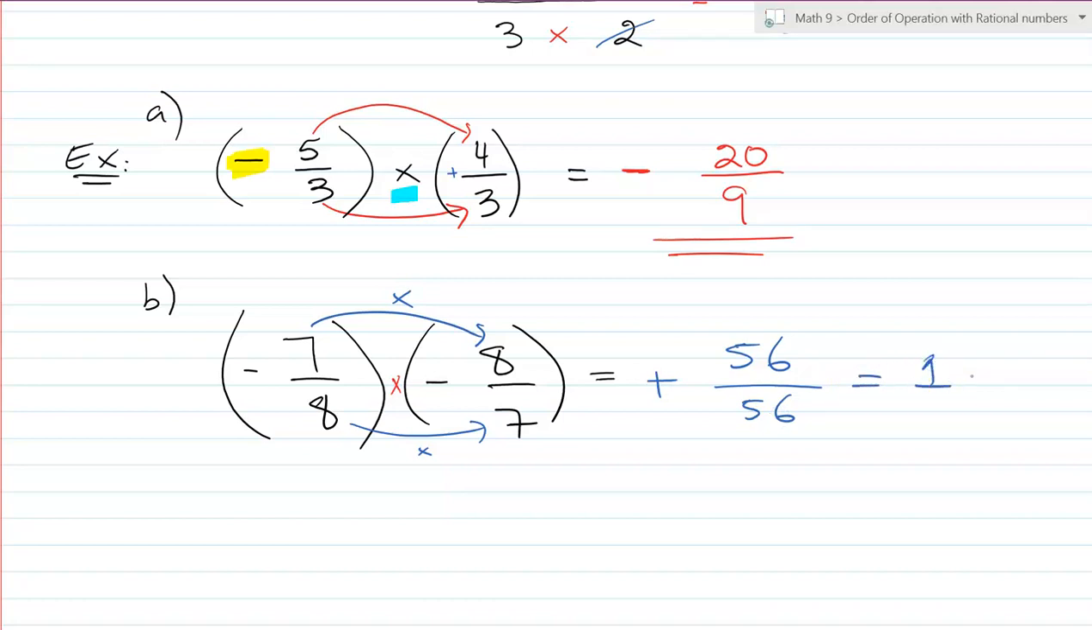But is 56 divided by 56? That's 1. Excellent. Now I need you to also pay attention to these two fractions, 7/8 and 8/7. Do you see a pattern? Can you tell me what's happening between these two fractions? One is a flip of the other one. Now the word flipped is not very mathematical. That's a silly way of talking in mathematics. So in proper mathematical language, we call these two reciprocals of each other.